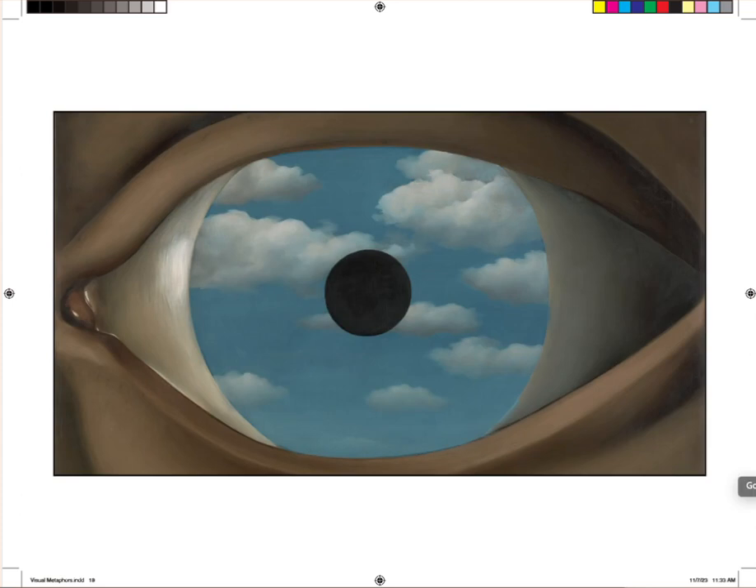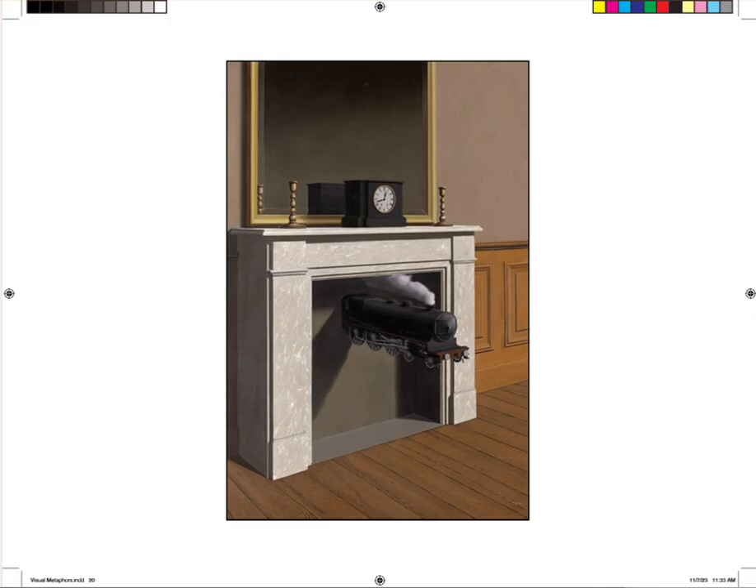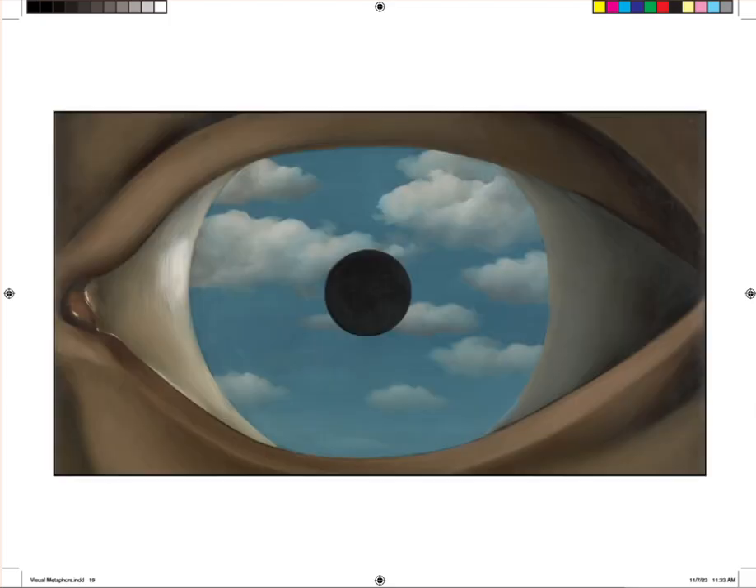This is Magritte. He's a surrealist, and he was famous for juxtaposing various images together. We've got the chimney, we've got the fireplace, and we've got the train coming out. And what's the relationship is the smoke, right? That would be related. So there's some kind of connection between the two.